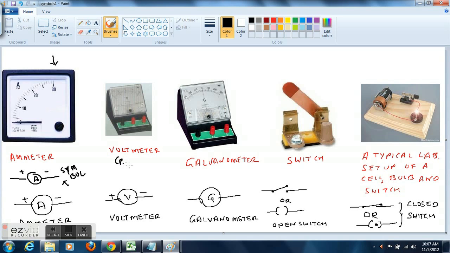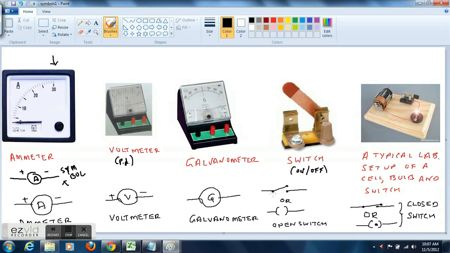Similarly, this is the voltmeter for measuring the potential difference, also called P.D., and below is the symbol for potential difference. Next is galvanometer, which is used for measuring electric current, and its symbol is G in a circle.